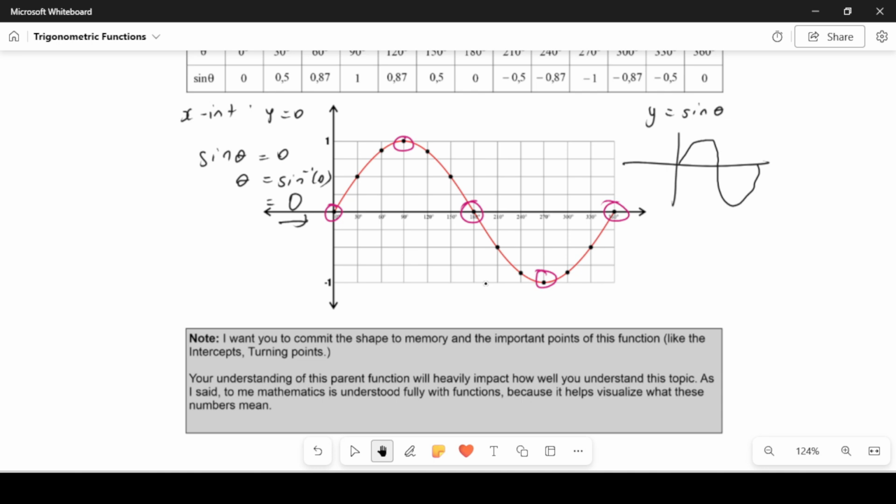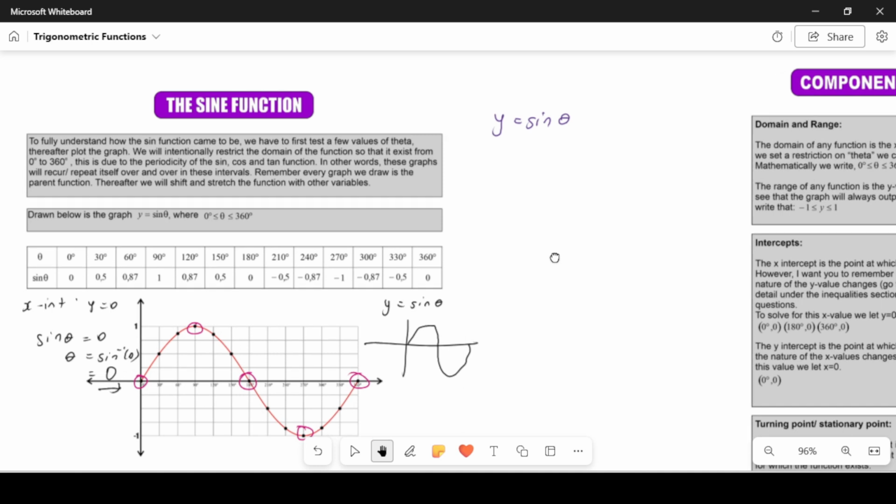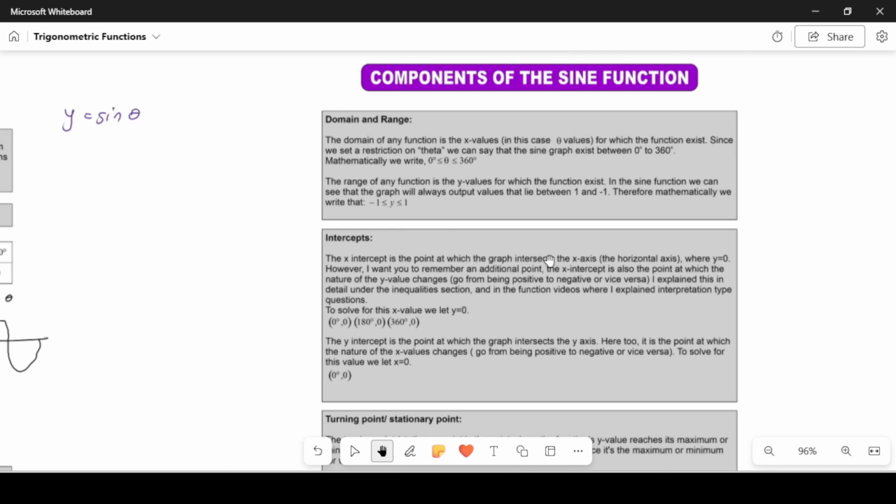So trigonometric functions help you understand trigonometry, right? The linear, parabolic, hyperbolic, and exponential functions help you understand algebra, right? And we can bring in the cubic and the quartic function at higher grades. Okay, so that's just the sine function. Let's understand the components of the sine function, exactly as we did with the parabola, the hyperbola, the exponential function, and the linear function. We do the exact same thing here. We talk about the domain and range, intercepts, and turning points. So these are the things that we must remember.